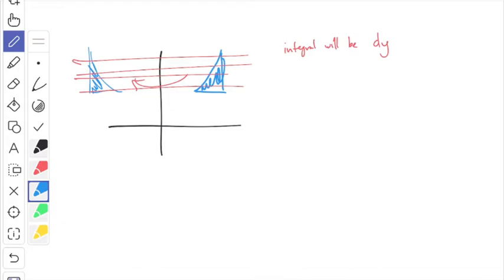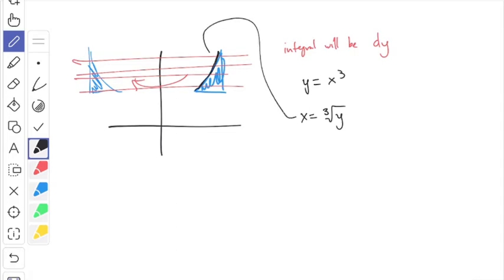So my original formula was y equals x cubed. I'm going to have to rewrite this as a function of y. What would that look like? Yeah, x equals the cube root of y. You just solve that thing again, but for x instead of y. And that is now the formula for this curve here, which is on the inner surface of this volume. All right.